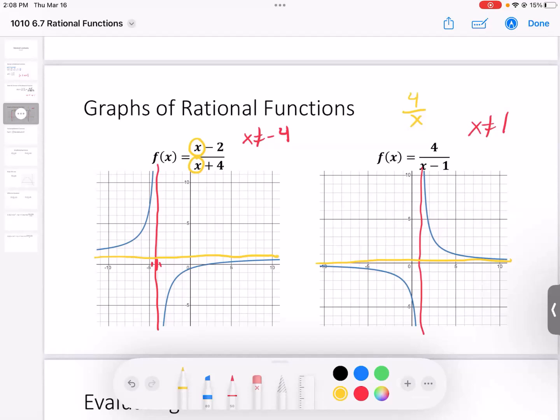So that's what you need to know about the graphs of rational functions. Do you guys have any questions on that?